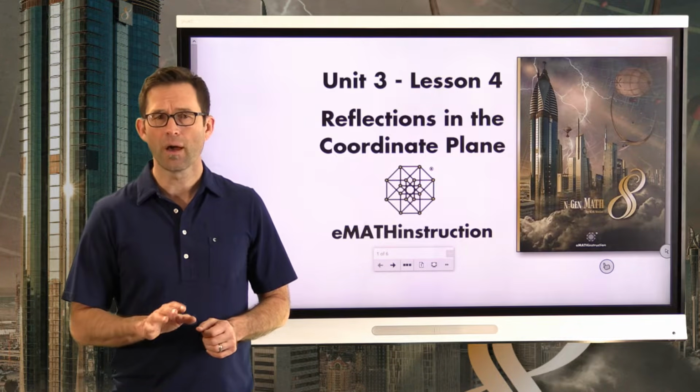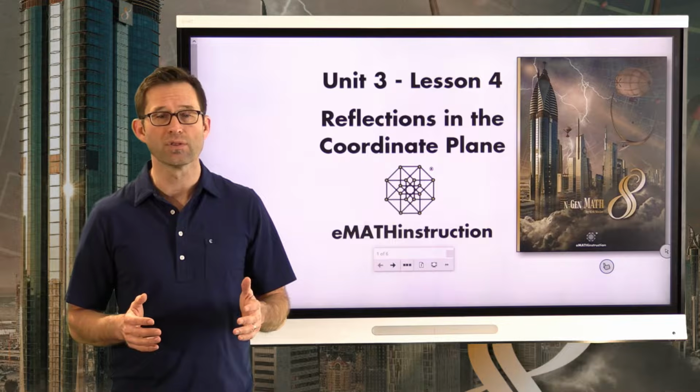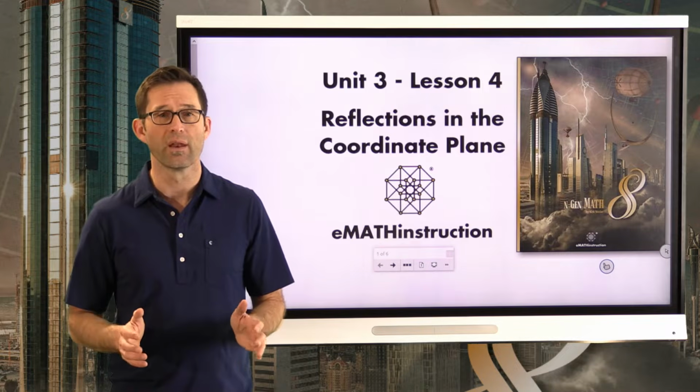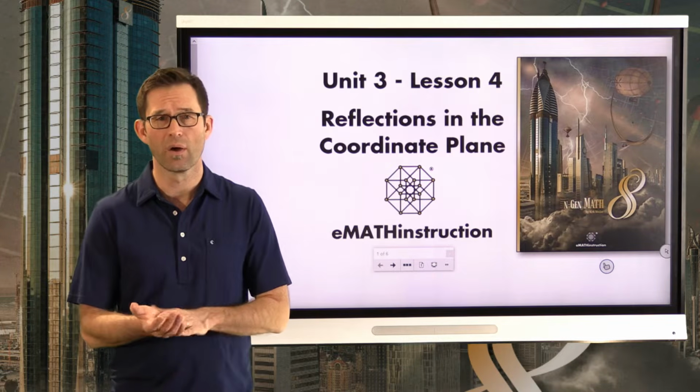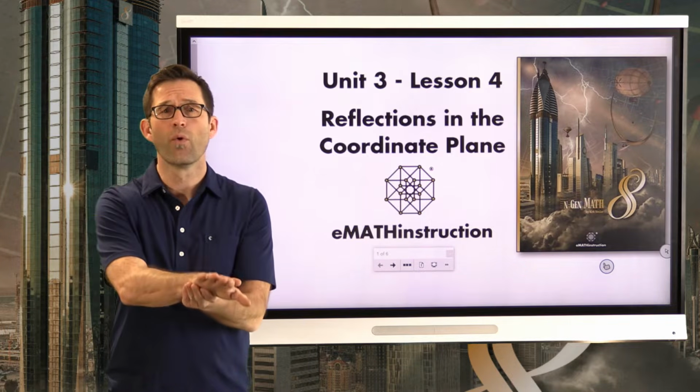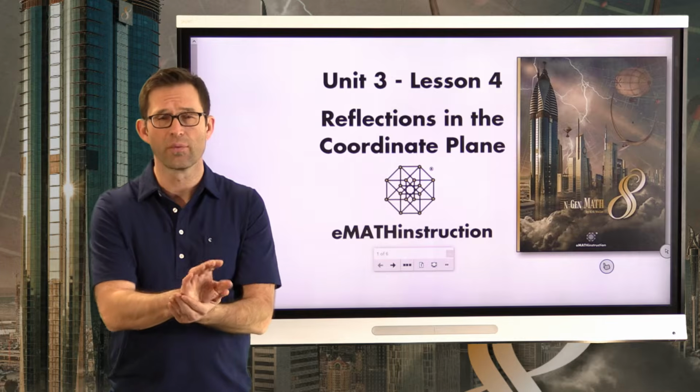Today we're going to be doing Unit 3, Lesson 4, Reflections in the Coordinate Plane. A couple lessons ago we actually did some reflections, but back then it was in the Euclidean plane, and in order to do them we had to trace out our image on a piece of tracing paper along with the line of reflection and then sort of fold that over the line of reflection and retrace out.